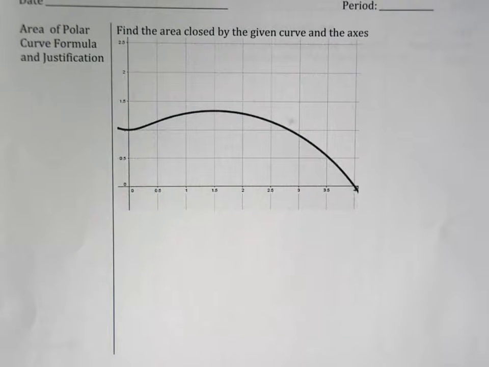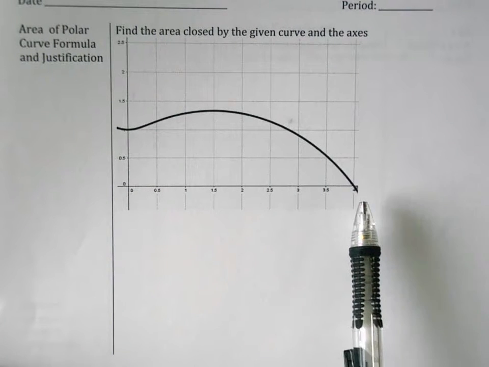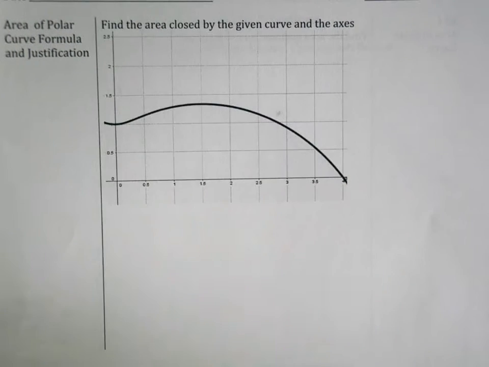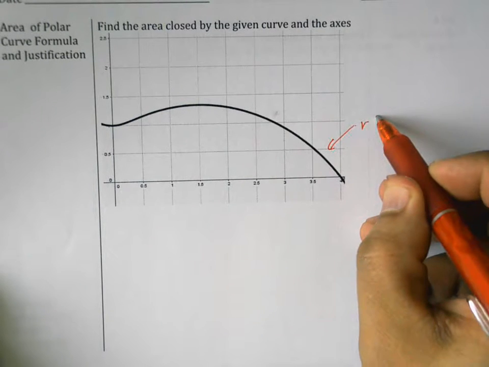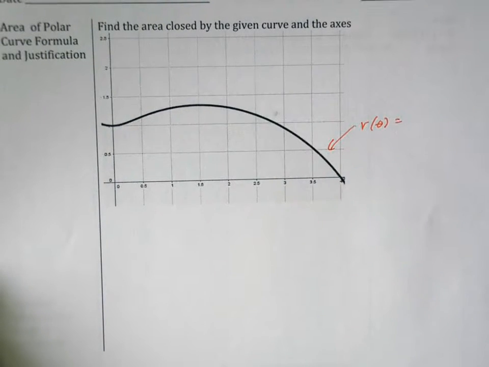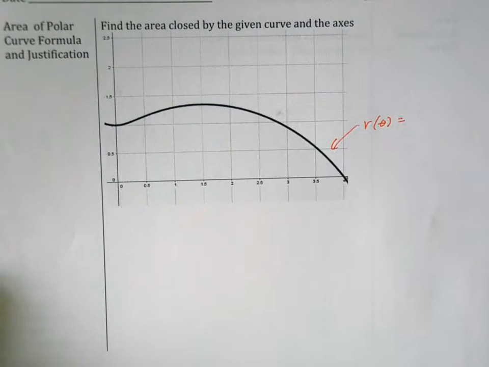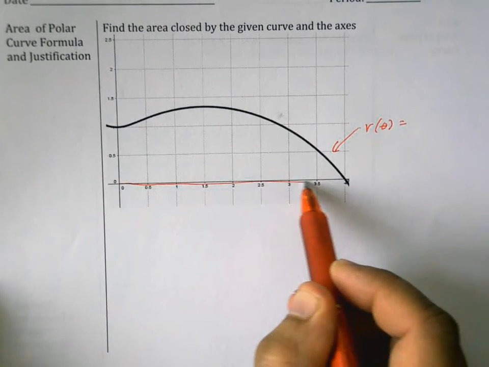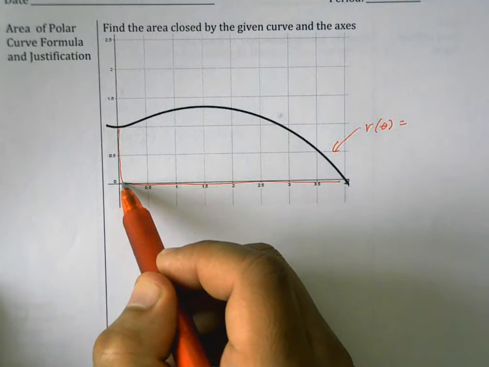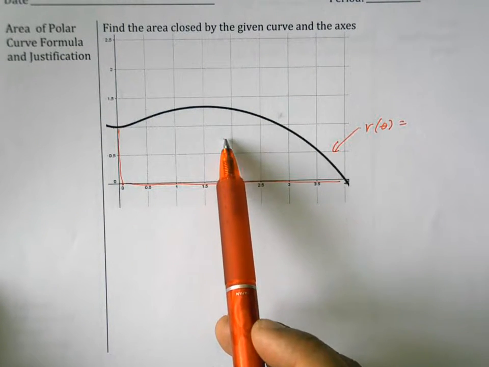Welcome to the video on justifying and showing the formula for the area underneath or inside of a polar curve. So let's say that we have a curve here that is formed by a polar function, r equals r of theta. It doesn't matter what it is right now. We want to know what is the area of the region that's bounded by the axes and the curve.